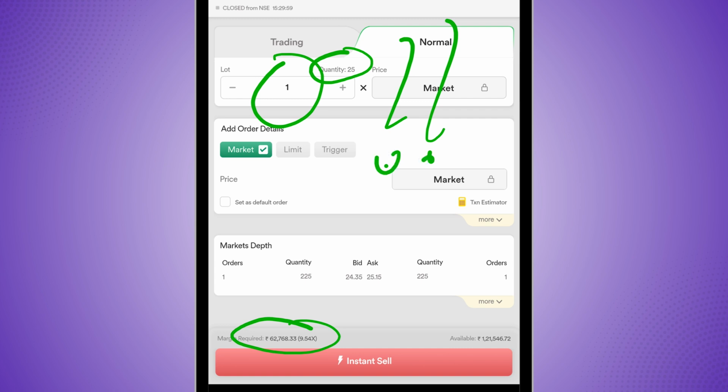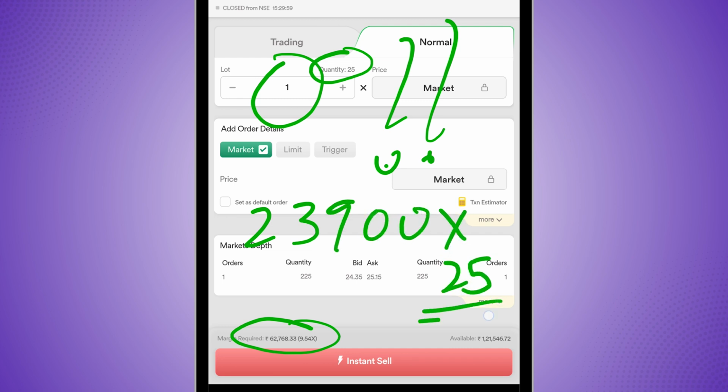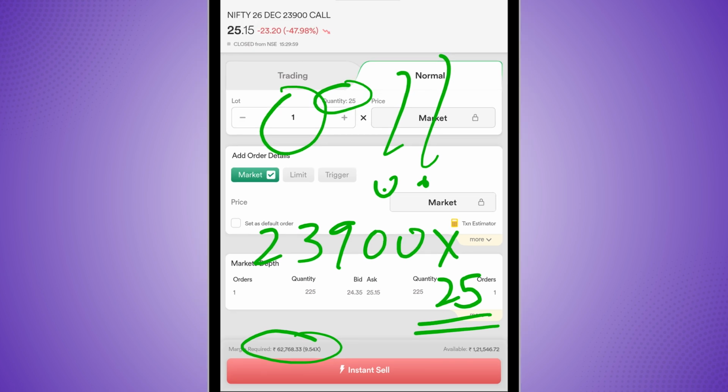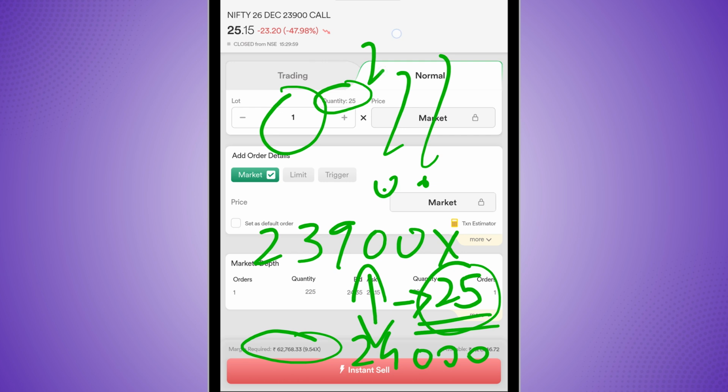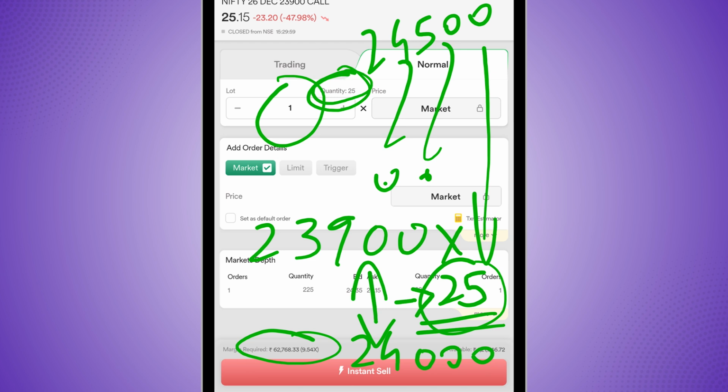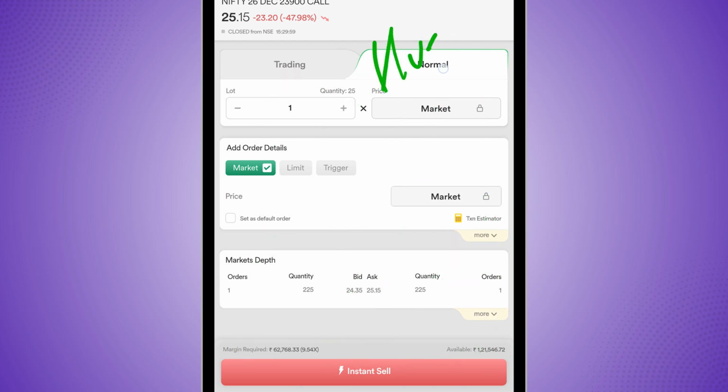such a big margin? Because please understand, the underlying trade over here is 23,900 into 25. And if the market, for example, goes to 24,000, you will have to pay the difference of this into 25. So that will be 100 into 25. And if the market goes to 24,500, the difference of 600 will be multiplied by 25, which is the quantity. So your downside in option selling can be huge.